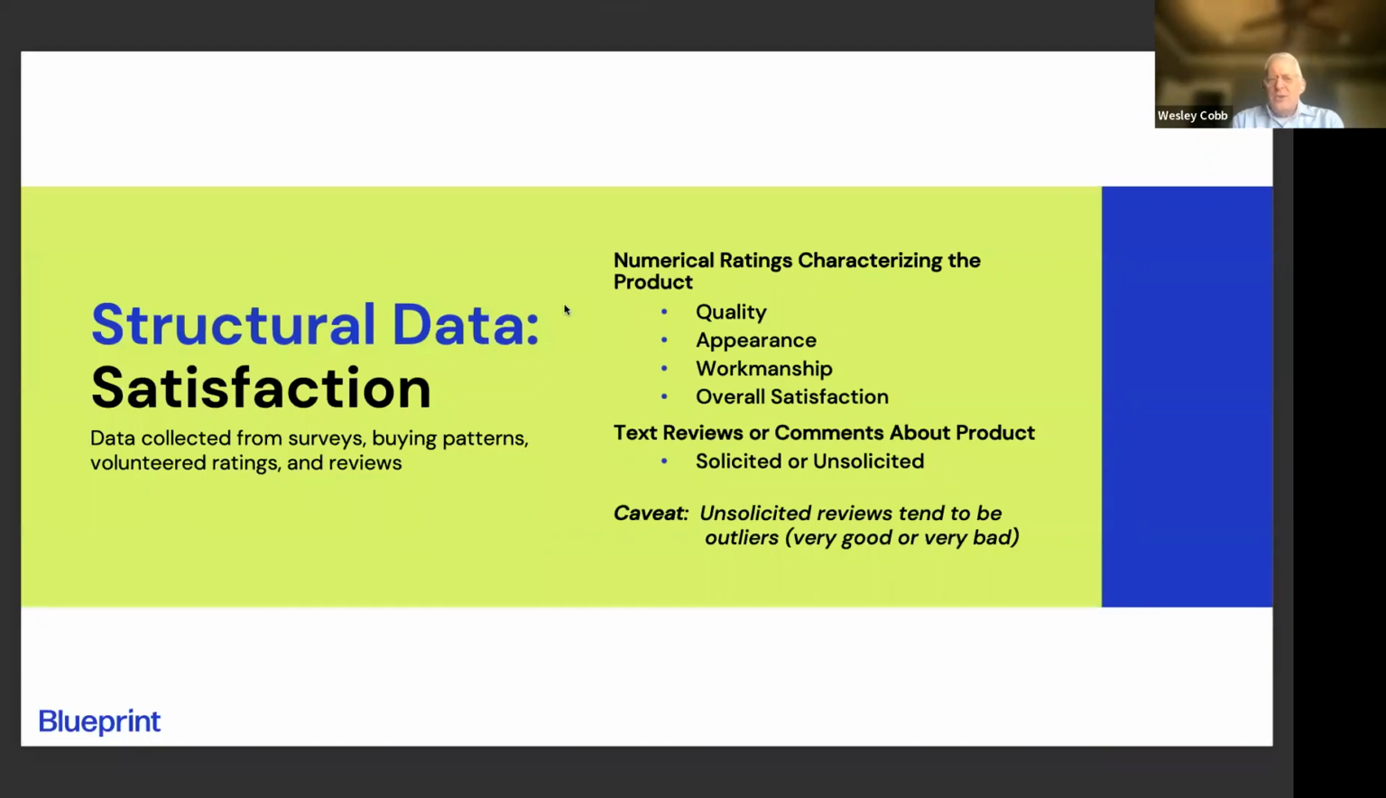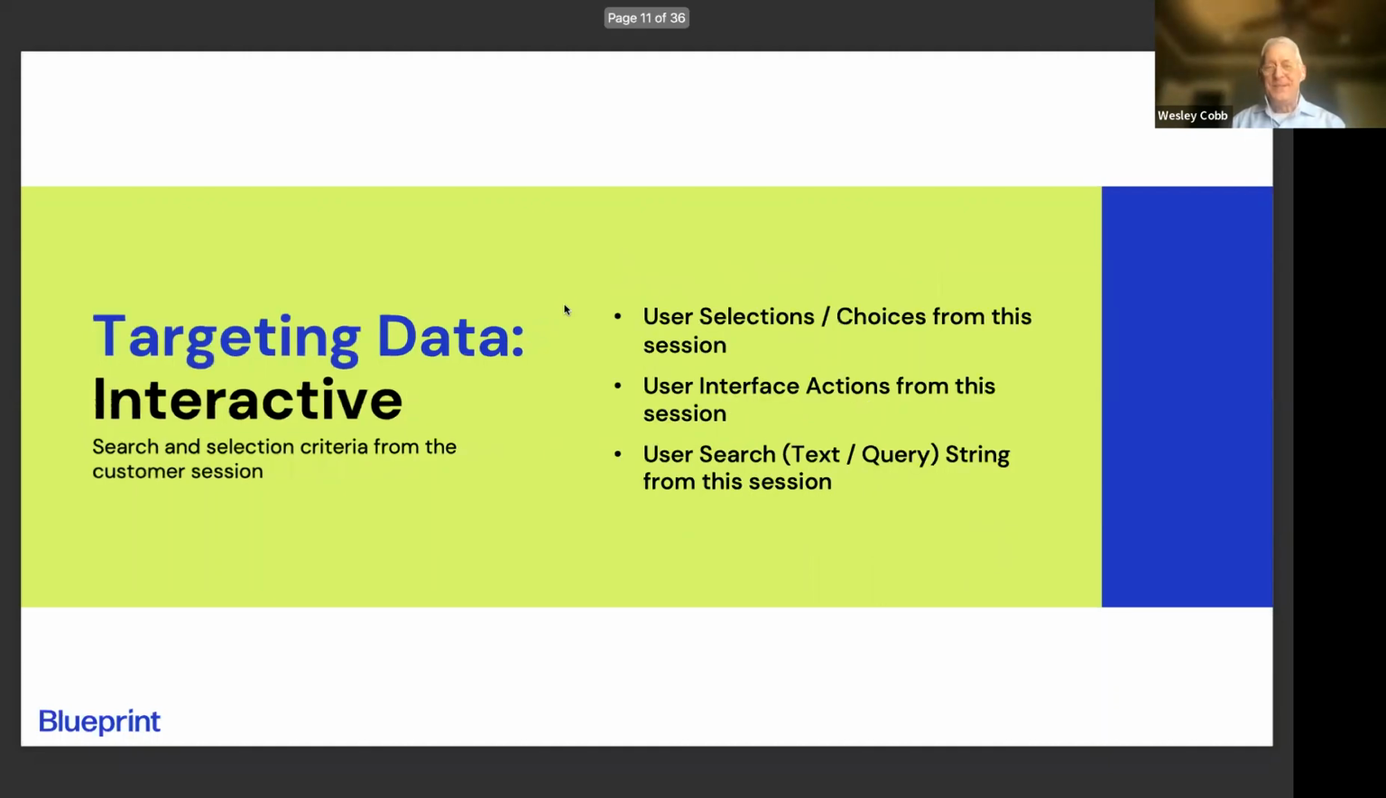Data about satisfaction. People do surveys. They go back and they look at products that they've sold. They ask users about what they think about the quality or the appearance or the workmanship of it. They'll sometimes ask for text reviews. The text reviews can be solicited, they can be unsolicited. Unsolicited reviews tend to be outlier cases, meaning they're not normal reviews. They're either something where the person loves the product or the person hates the product. So you have to be very careful when you see those because you worry about them.